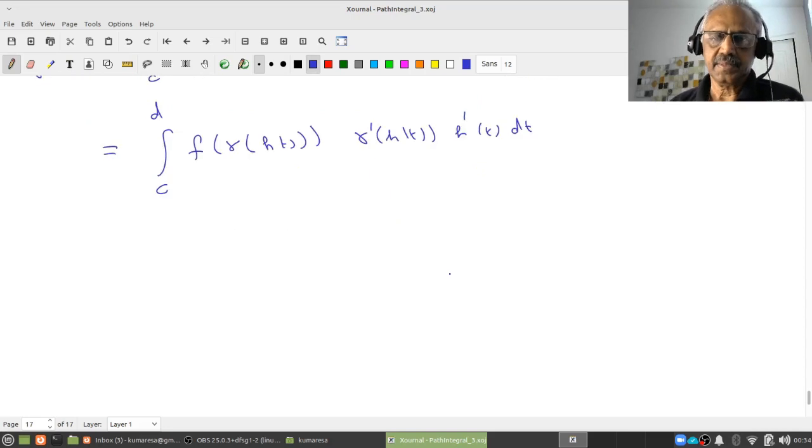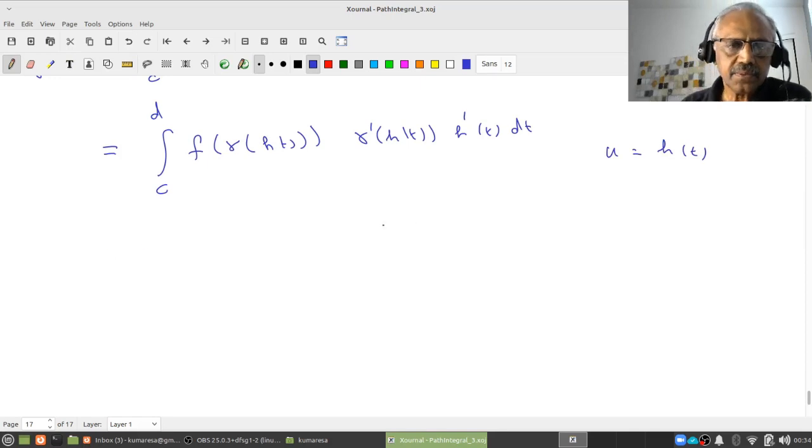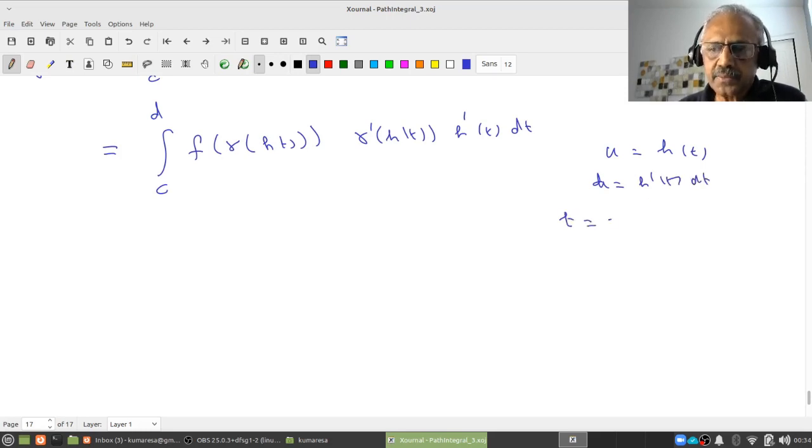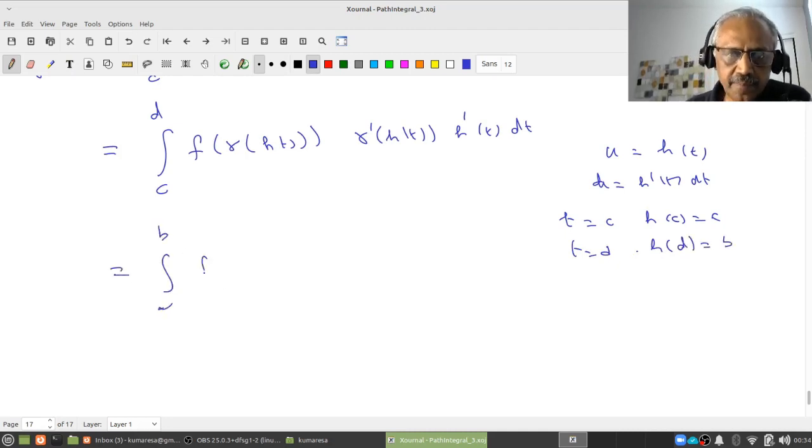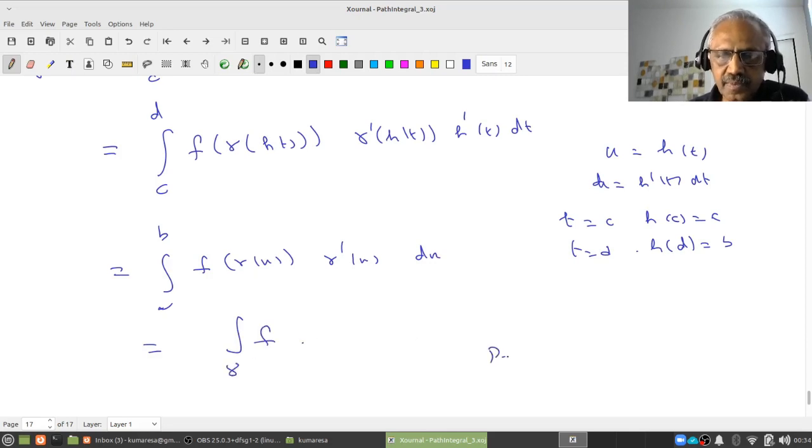Is that okay? Now let's put u equal to h of t. Then du is h prime of t dt, and when t equals c, h of c is a. When t equals d, h of d is b. Therefore the integral is from a to b of f of gamma of u times gamma prime of u du. But this is nothing other than the path integral of f over gamma, right?